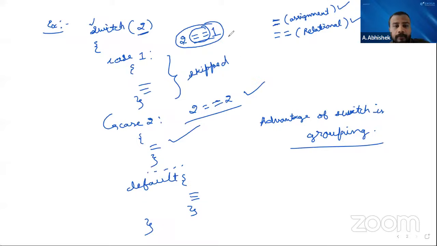Listen carefully. I hope everyone understood how switch will work. We have to pass either a value, some expression, or some variable to the switch. Whatever value we pass, that value will be compared with the case value. If both are matched, that will get executed. If not, it will not get executed. I will show you with one example.